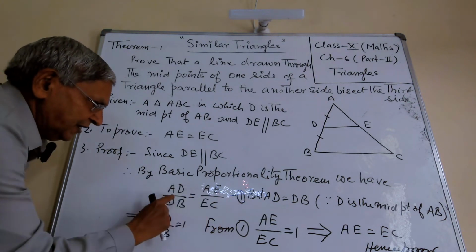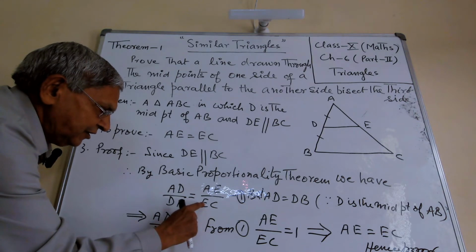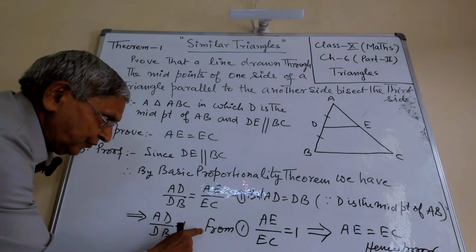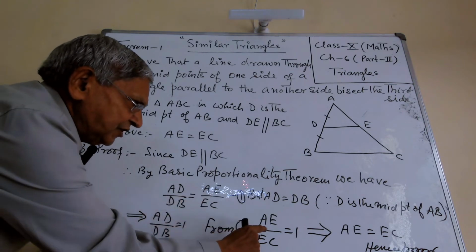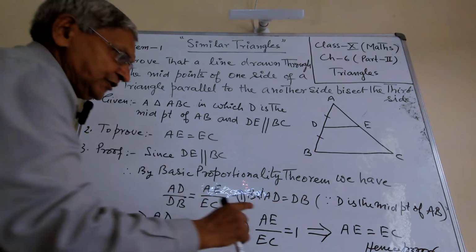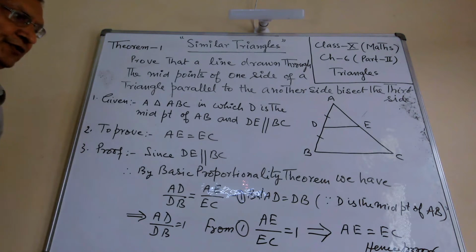In first, AD upon DB is equal to AE upon EC. Here, AD upon DB is equal to 1. Therefore, AE upon EC is equal to 1 also. This implies AE is equal to EC, hence proved.